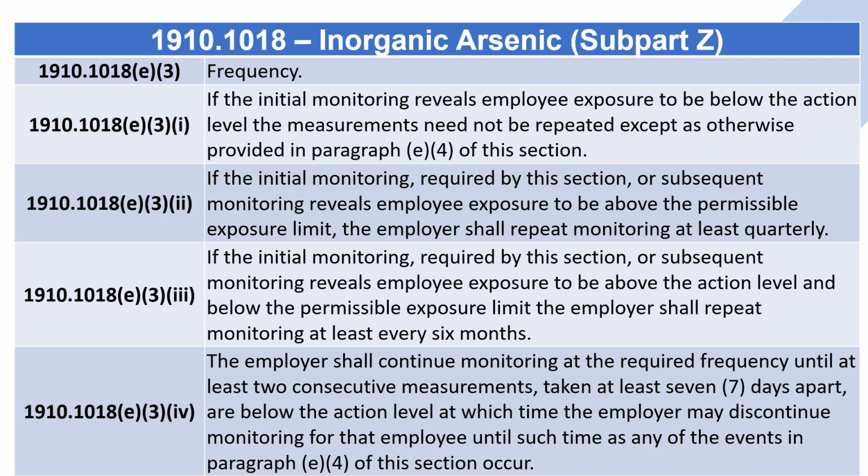If the initial monitoring, required by this section, or subsequent monitoring reveals employee exposure to be above the action level and below the permissible exposure limit, the employer shall repeat monitoring at least every 6 months. The employer shall continue monitoring at the required frequency until at least 2 consecutive measurements, taken at least 7 days apart, are below the action level, at which time the employer may discontinue monitoring for that employee until such time as any of the events in paragraph (e)(4) of this section occur.